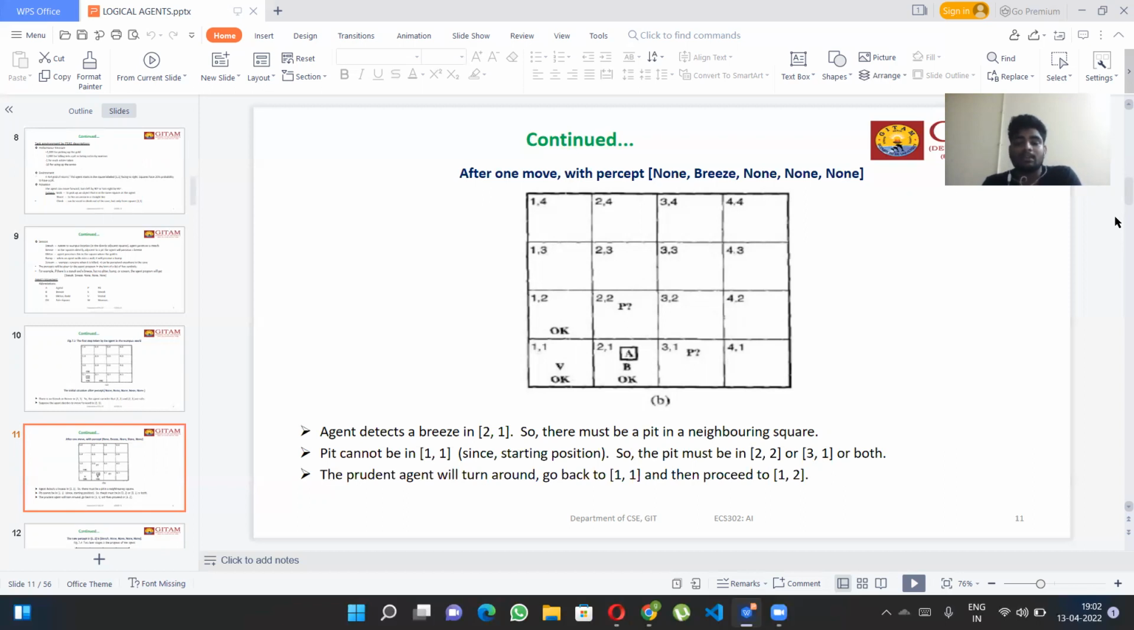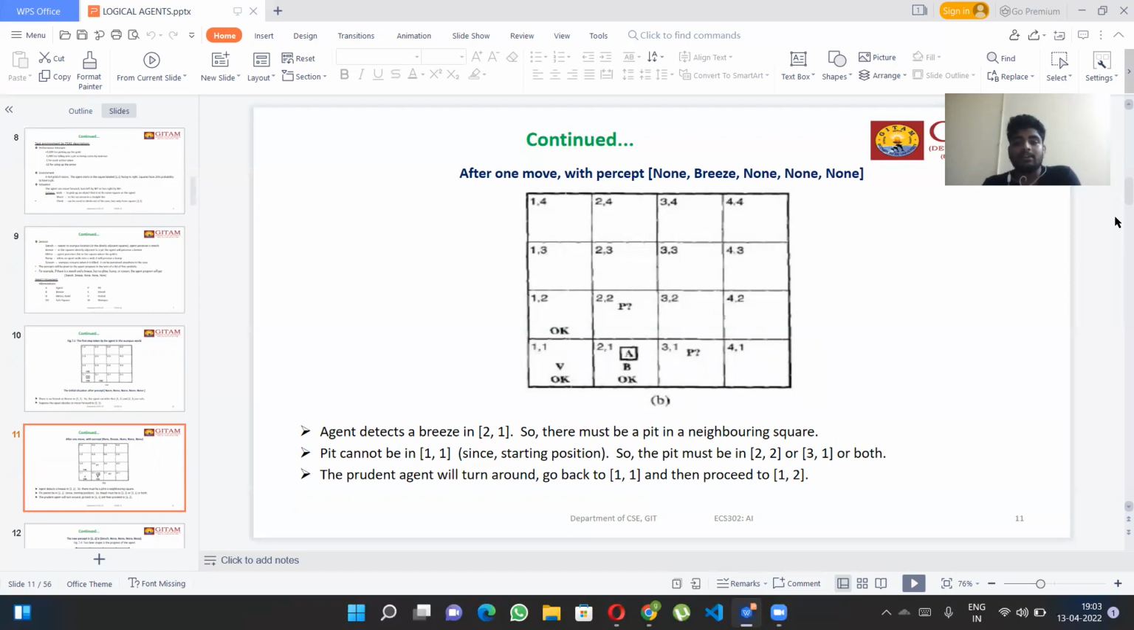You can also see the diagram from when I explained it at the start. If there is a breeze in 2,1, then there is compulsorily a pit in a neighboring square. The pit cannot be in 1,1, because 1,1 is the starting position and there is no pit there. So the pit must be in 2,2 or 3,1, or both.